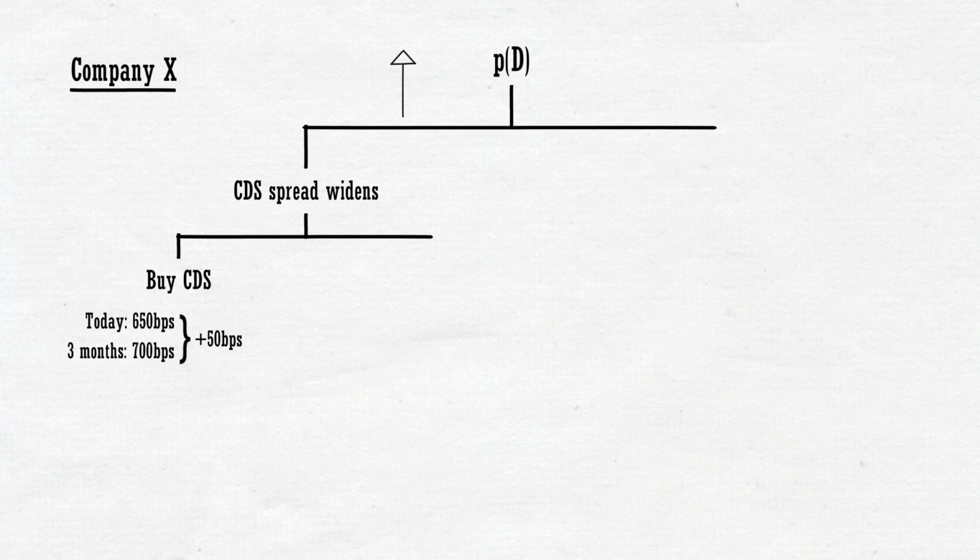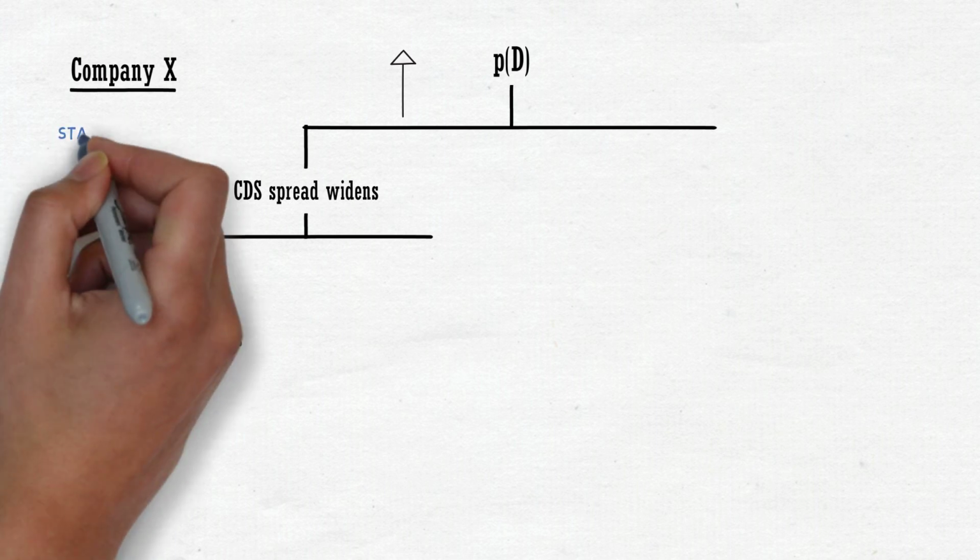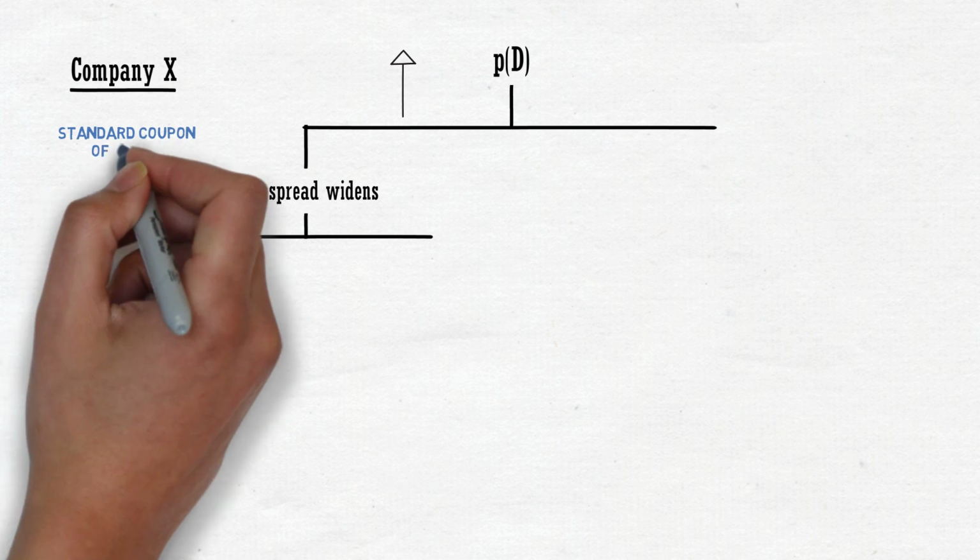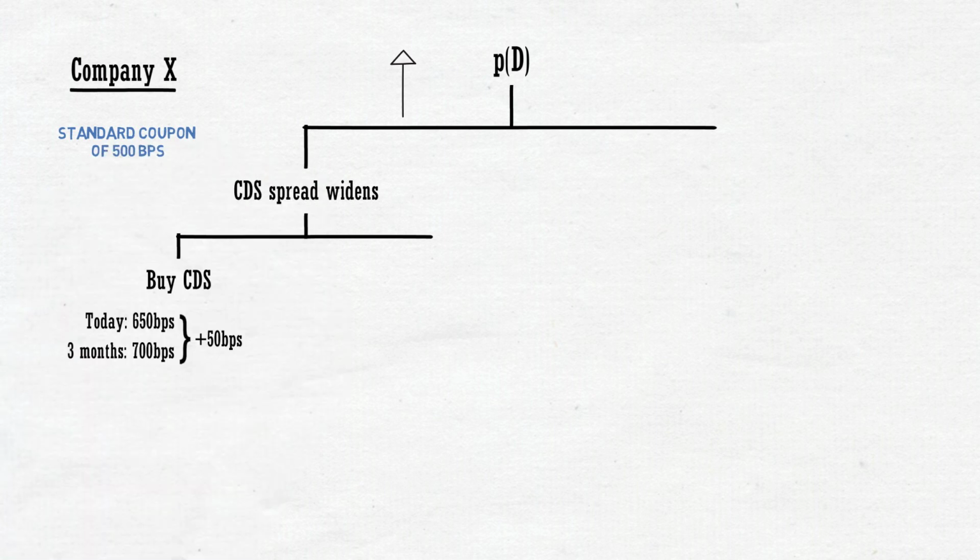We know that CDS contracts today are standardized, and a CDS trade always involves an upfront payment. Let us assume the CDS of company X carried a standard coupon of 500 basis points. Since the cost of protection, which is the CDS spread, is 650 basis points, you, the buyer, will therefore have to pay an upfront fee to the seller.